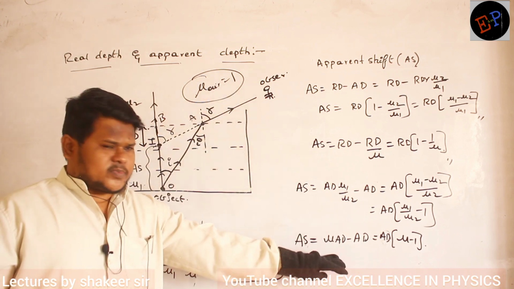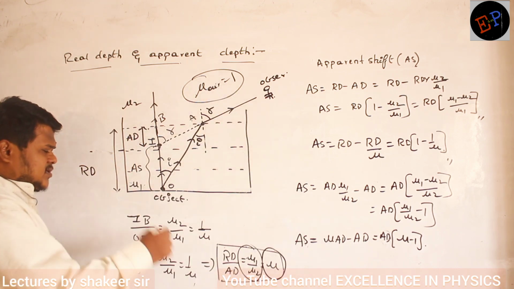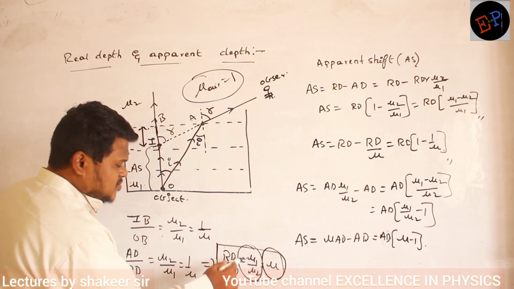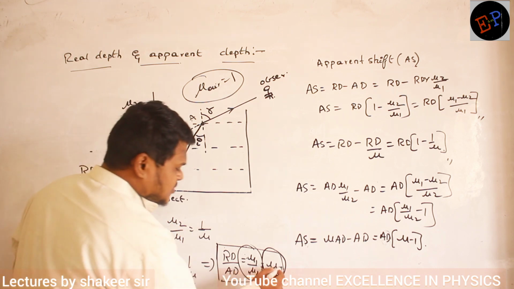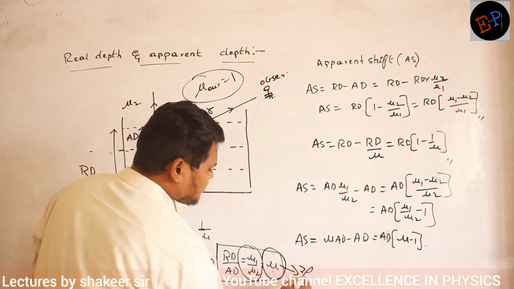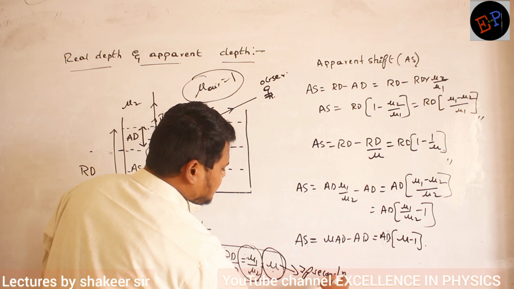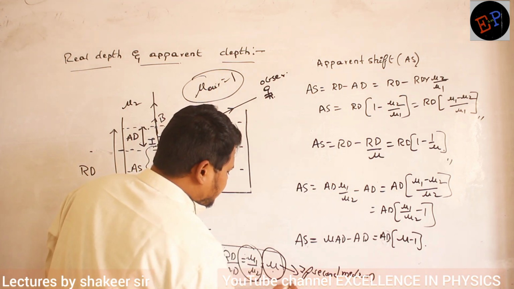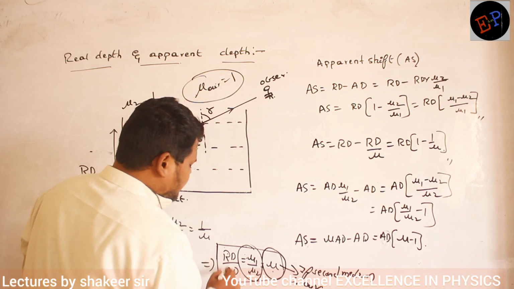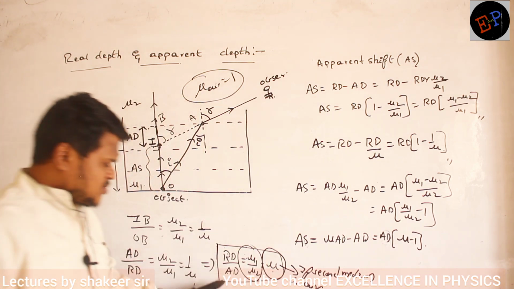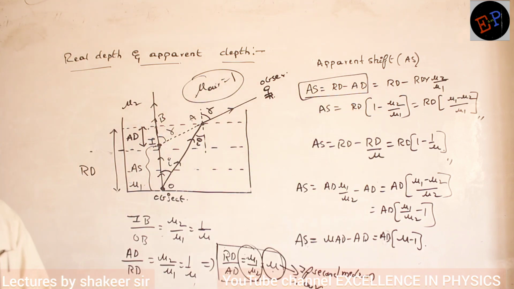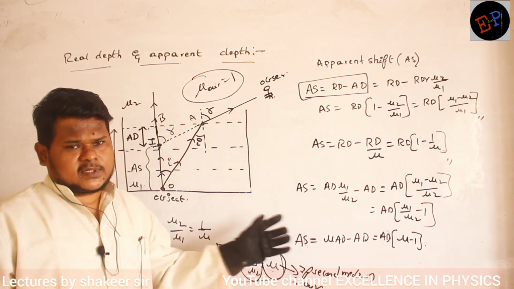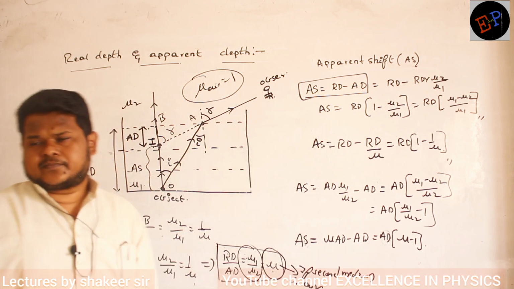So all this you are not supposed to remember. You are supposed to remember this relation first of all. RD by AD is equal to mu1 by mu2, and mu also if the second medium is air. This is exclusively for which condition? If the second medium is air, then only you can use RD by AD is mu. So remember this one equation and this second equation: apparent shift is equal to RD minus AD. And the remaining equations you can derive from these two equations. Fine? That's it.